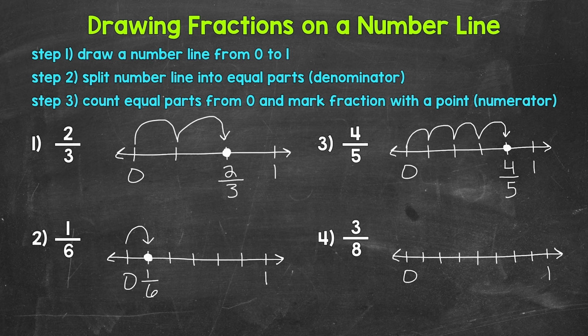Now we need to count and go over 3 equal parts. That's our numerator. So 1, 2, 3. So we went 1/8, 2/8, 3/8. And we can mark and label our fraction. So 3/8. The distance between 0 and 1 was divided into 8 equal parts, and we went over 3 out of those 8 equal parts to represent 3/8.